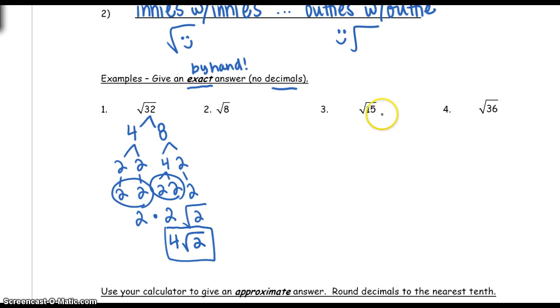I'm going to move over to number 3. On number 3, when we break up 15, we have 3 and 5. It doesn't go any further than that, and there are no pairs. So because of that, you're just going to leave it as square root 15. You're done with that one.